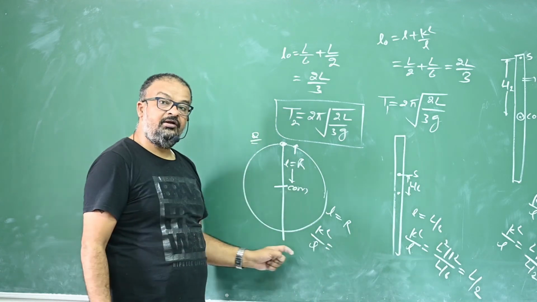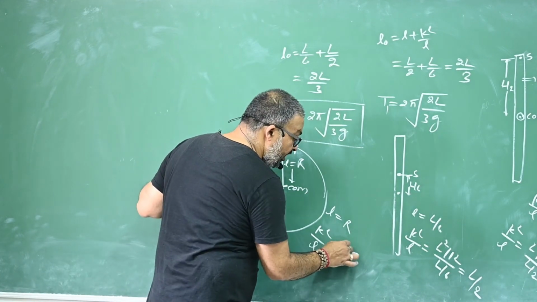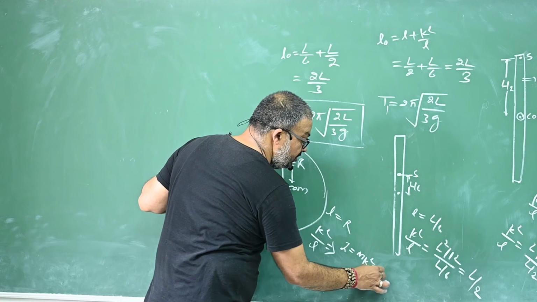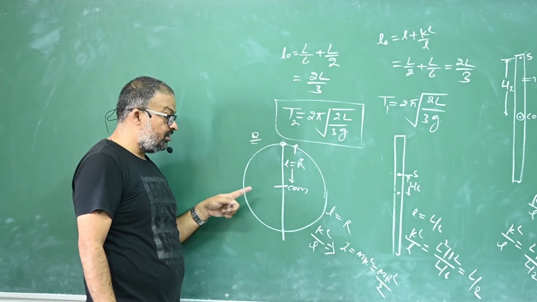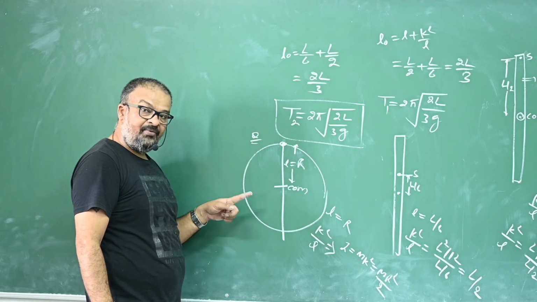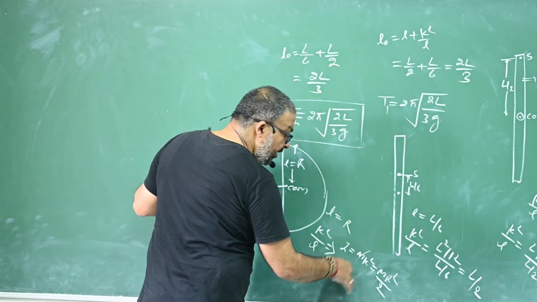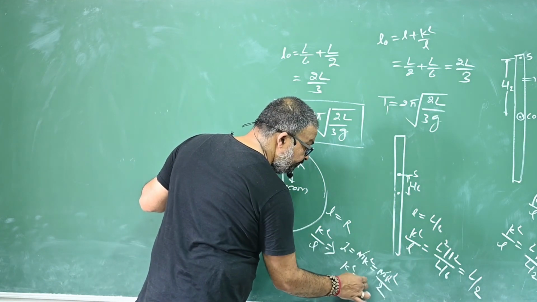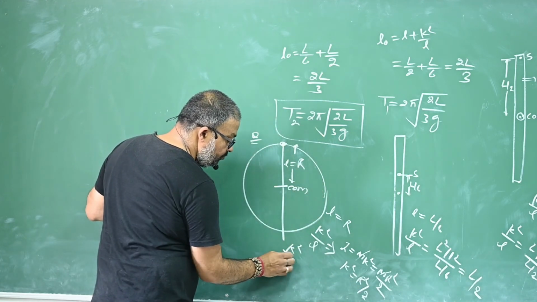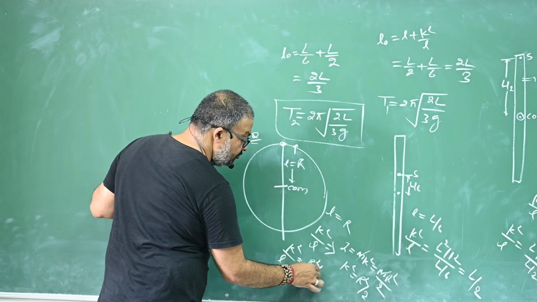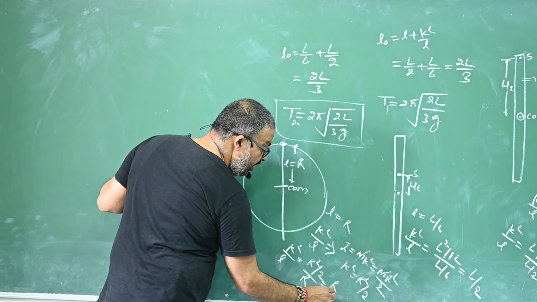For the circular disc, its moment of inertia about the geometric axis is how much? I equals M K square, which equals M R square by 2. That is the moment of inertia of the circular disc about the axis passing through the center of mass and perpendicular to its plane, that means the geometric axis, M R square by 2. M and M cancel, so K square is how much? R square by 2. So K square by L will be how much? K square is R square by 2, L is R, so it will be R by 2.